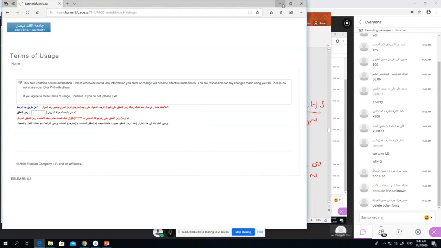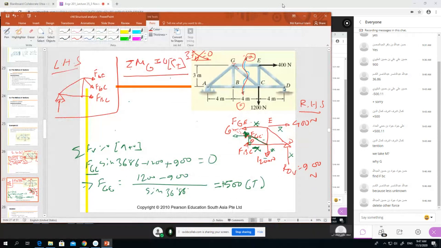Now, look. If we take moment at G, what is happening? First we have the FGE force. FGE into distance, because we are taking the same point, so the distance is 0. So this cancels out, right? Then we take FGC. GC is going through the point G, so this is also distance 0. So two unknowns we make 0, right? So then what force do we have? We have FBC.